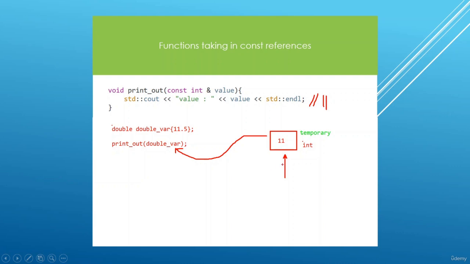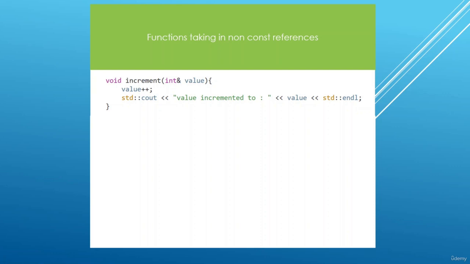And if we try to do that, the compiler is going to stop us because this is a const reference. Okay, this is how this is going to work. Now that you know how this is going to work, we're going to analyze the case where we are not passing in a const reference. Okay, we are going to look at this example here.